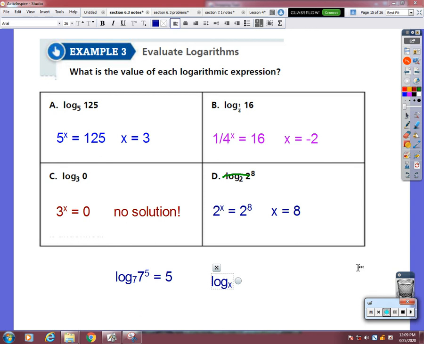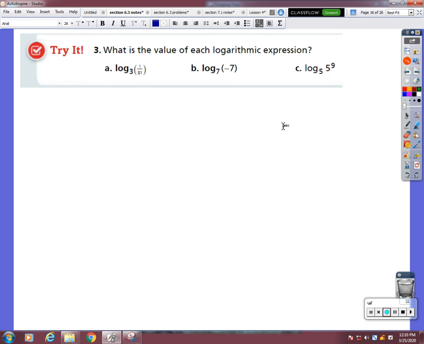Generally speaking, you could say log base x of x to the y power. These two bases will always cancel, and you'll just end up with whatever the exponent is. Okay? Alright, so try these on your own. Pause the video, work them on your own, and then we will go through them together.